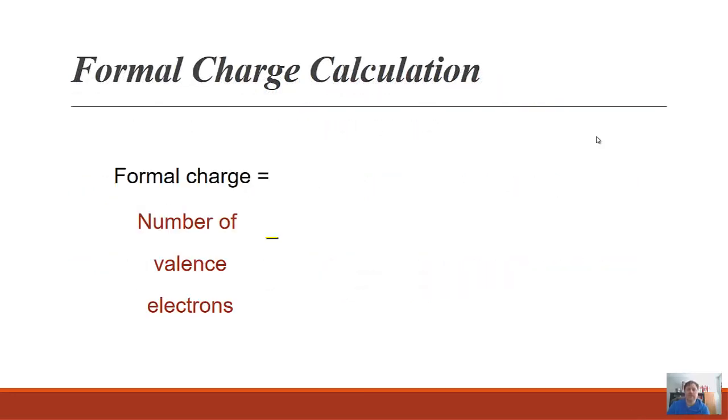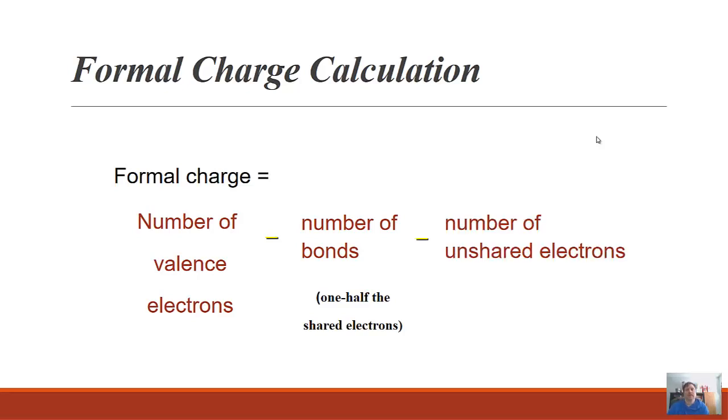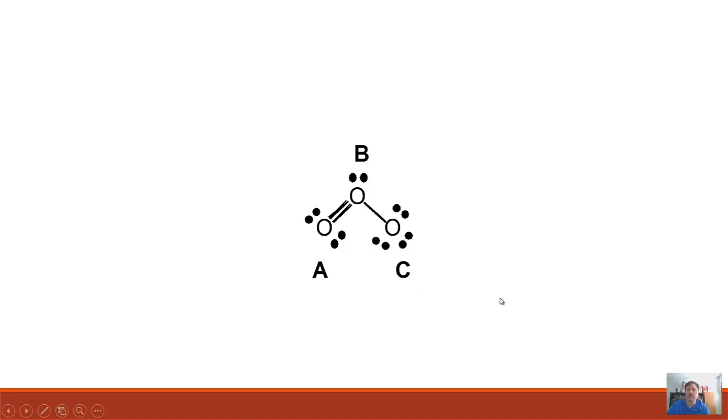So let's look at this. Formal charge is the number of valence electrons minus the number of bonds, how many lines are there, minus the number of unshared electrons, how many dots are there. So if we look at this compound here, O3 ozone, we'll call the oxygens A, B, and C. Let's figure out the formal charge of each of these.